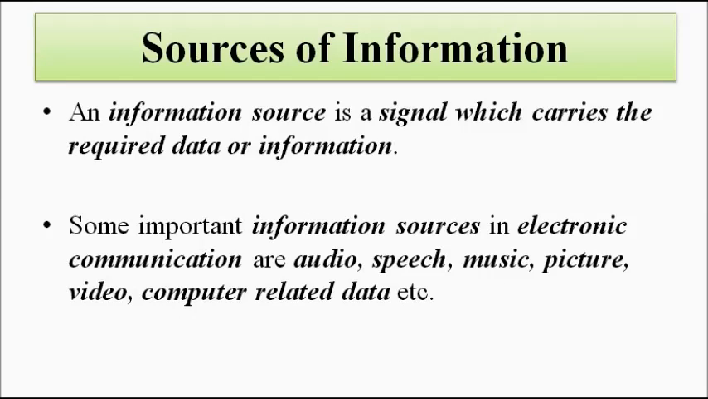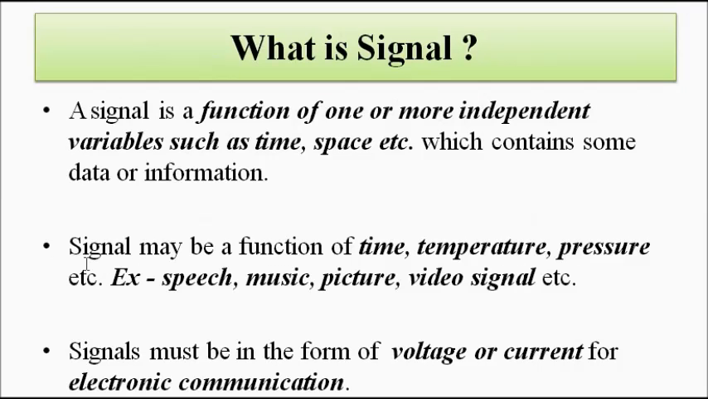Before discussing them, we must first understand what a signal is. A signal is basically a function of one or more independent variables, such as time or space, and the function itself carries the data or the information which has to be transmitted. The signal can be a function of time, temperature, pressure, whatever.